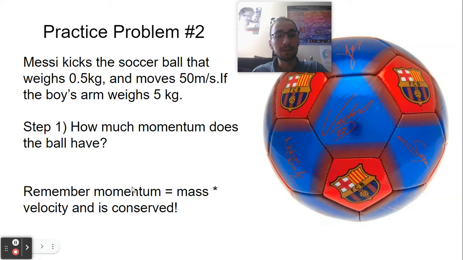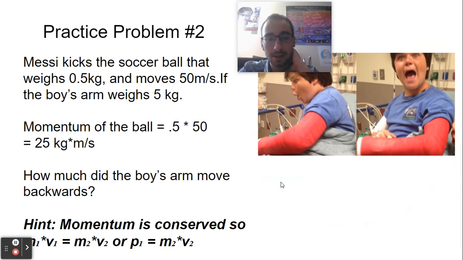Because momentum is conserved. So what that means is the momentum stays the same. Since the ball hits the arm, all the momentum shifted into the kid's arm, okay? Since they collided and the ball stopped moving. So bam, it all went into the kid's arm. So you take the weight of the ball times the speed of the ball and you get 25. That's the momentum of the ball.